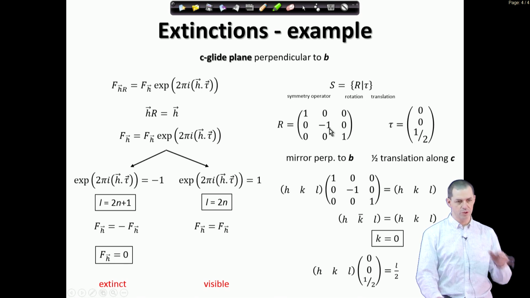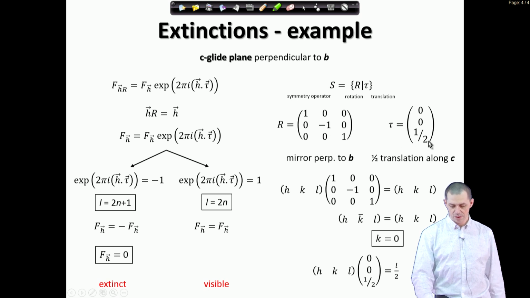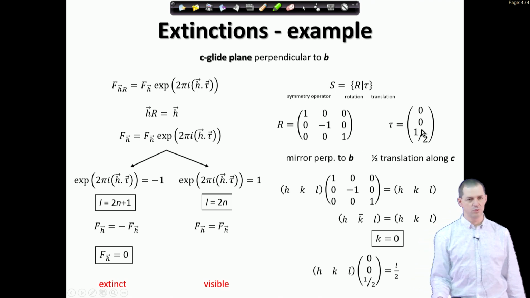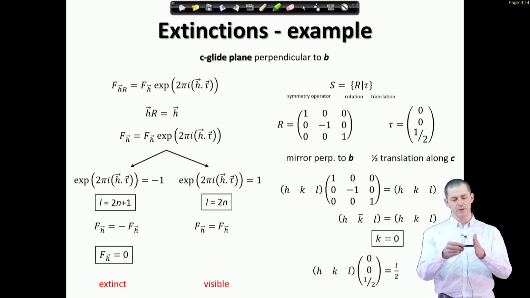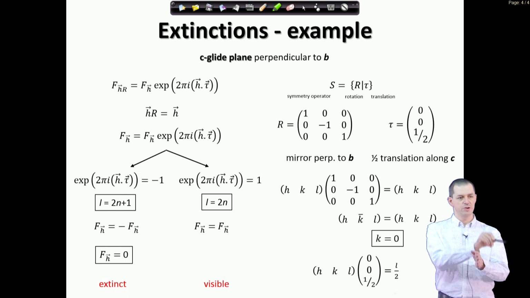so we are changing the B coordinate, and then we apply a shift along C by 1/2. So this is a symmetry operation corresponding to a C glide perpendicular to B. So we have a mirror perpendicular to B, we do the mirroring, and then we shift by 1/2 along C, a C glide.